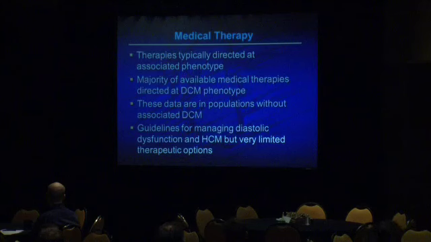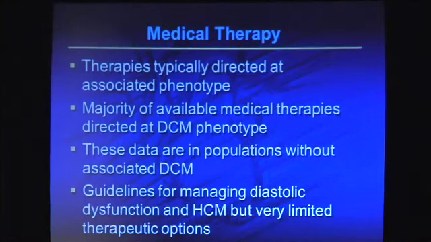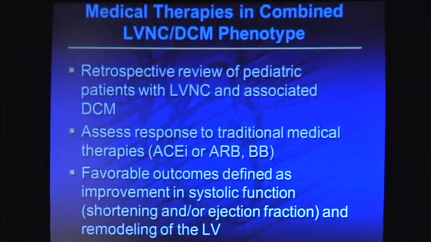And so we usually direct what we do based on what we see on our echocardiograms or our MRIs. The majority of the therapies that we use are directed towards that dilated phenotype, so the big boggy ventricle that doesn't squeeze very well. Most of the data that we use are in populations without associated comorbidities, like we're not talking about Barth syndrome patients, for example, in this particular grouping when we talk about guideline-based sorts of therapies.